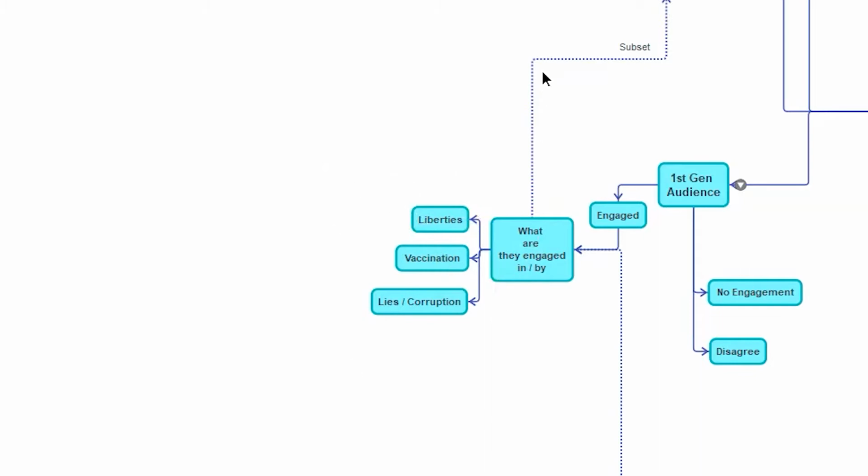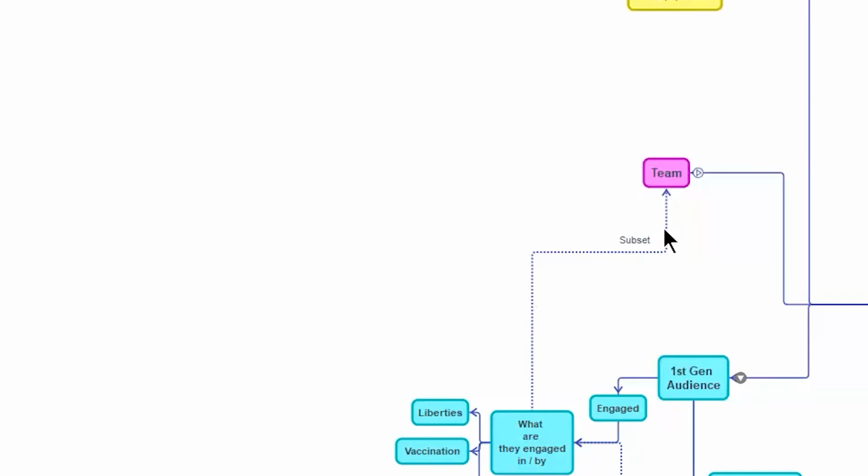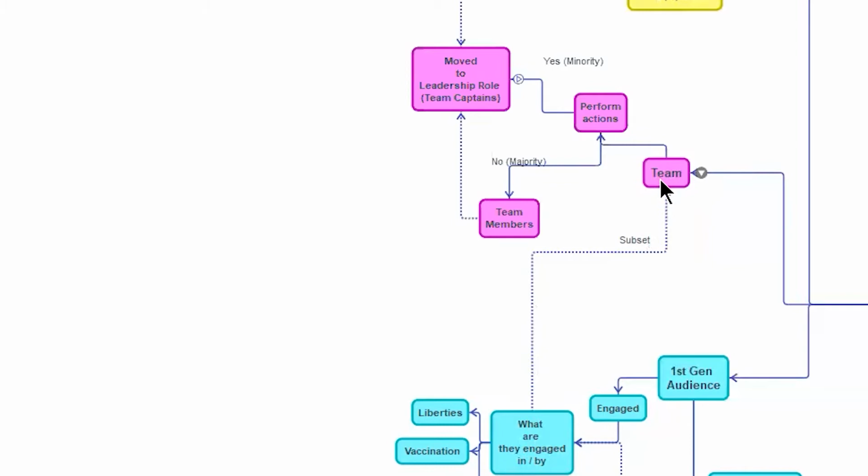Those that are engaged then are invited to form a team, and again, of the people that are invited, a small percentage of them will accept that invitation, most of them will not. The important aspect is to continue to apply limited resources only with the people that continue to remain engaged and ignore the people that are not. So people who accept the invitation to the teams are given actions to take. Those that take the actions are moved into a team captain role, and this will be the minority, and the people that don't take actions will be put into what we call a team member role.